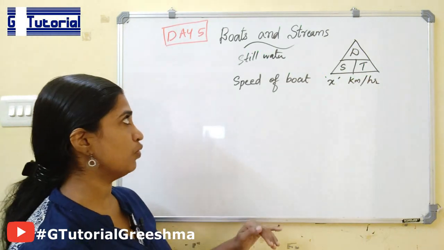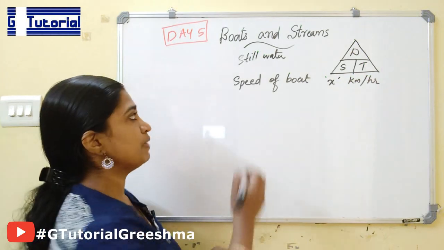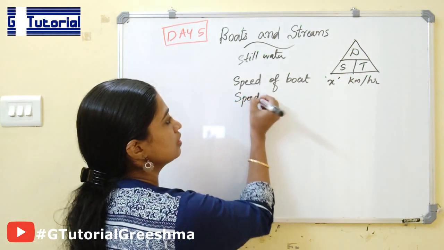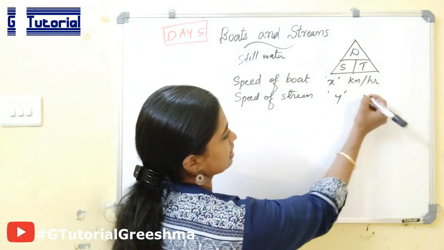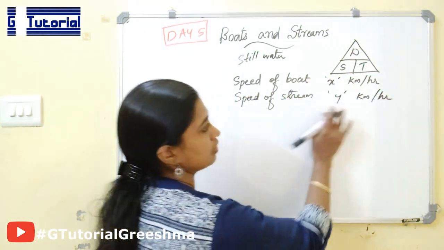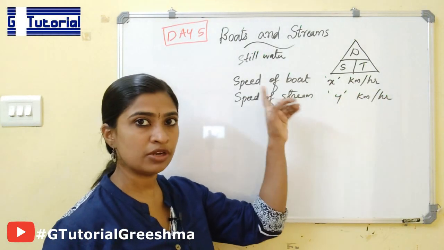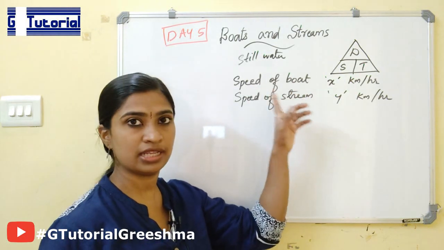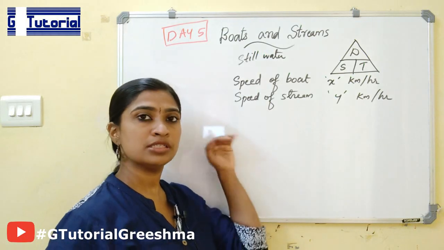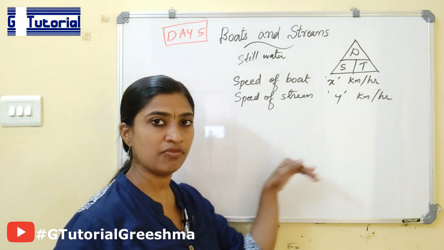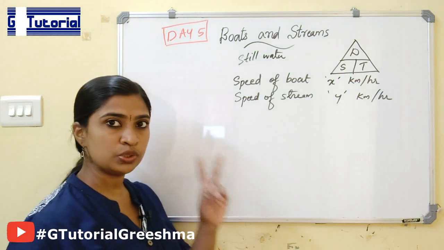And if the water is moving, then that water is said to be stream water. The speed of that stream is denoted by the letter y. So we have seen the speed of the boat. The speed of the boat is the speed of the boat in still water, that is, the water is not moving. And the speed of the stream is the speed with which the water in the river is flowing or the water in the stream is moving. Now there are two concepts.